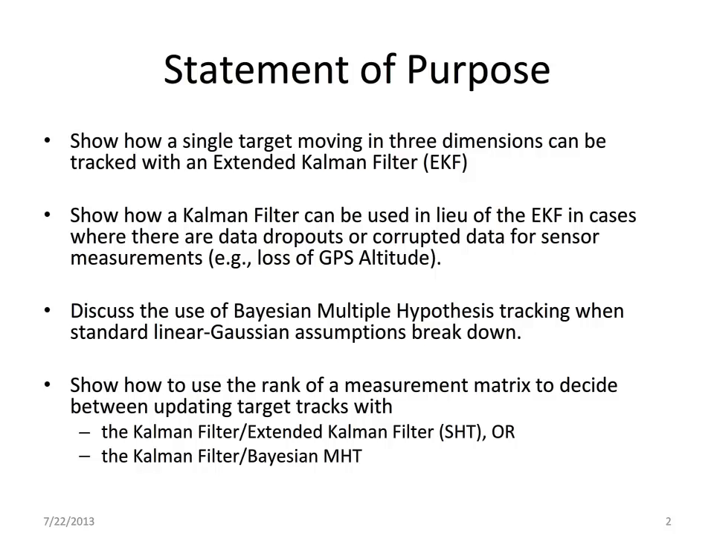And finally, to show how using the rank of a measurement matrix helps you decide whether you can use the combination of the Kalman filter and the extended Kalman filter (in parens, SHT, which is single hypothesis tracking), or you can use a combination of the Kalman filter and Bayesian multiple hypothesis tracking. And I do want to make a statement that the type of tracking we're discussing today only takes one target into account, so no multiple target scenarios.